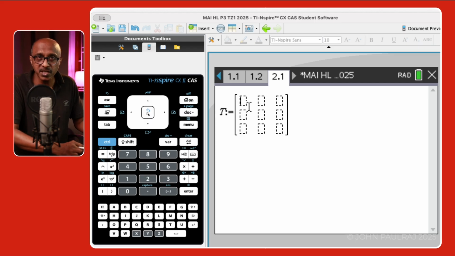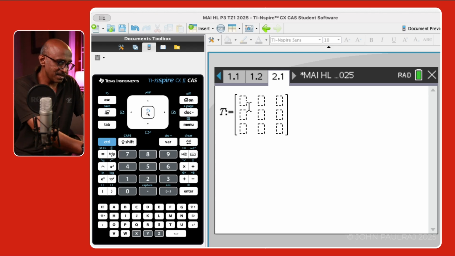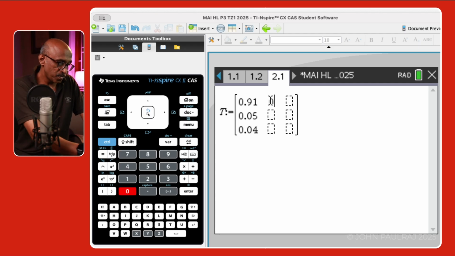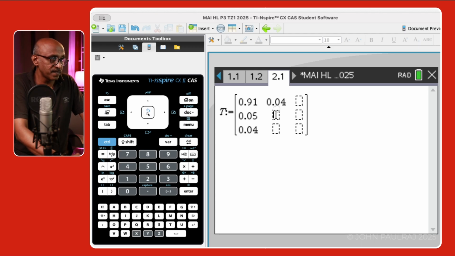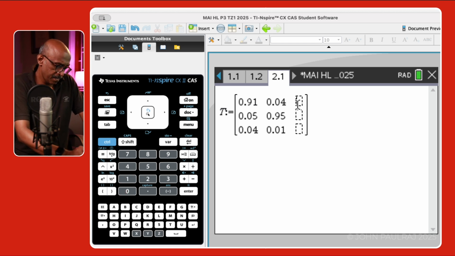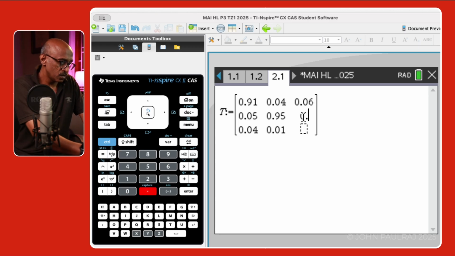All I'm trying to say is you should not be losing points on this, especially in the exam setting, if you're concerned about the time, because time's ticking away. 0.91, 0.05, things can happen, you can make a mistake. So be very careful when you're entering, because the answers are based on what you enter, right? 0.04, 0.95, and what do I have here? 0.01, and 0.06, and what's here? 0.02, and this is 0.92. Give me a second.